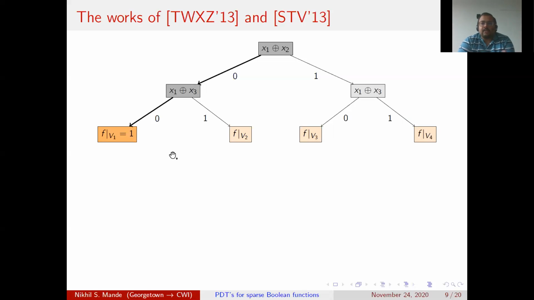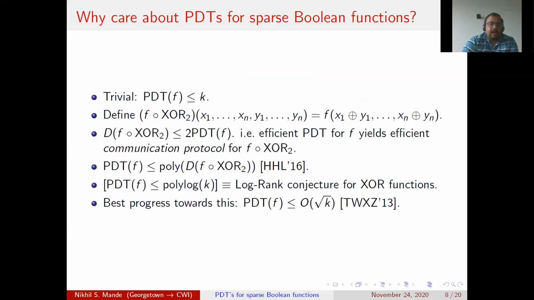Great. So now the goal is I'm going to tell you how Sang et al. construct, beat this trivial bound. How did they construct the square root K depth parity decision tree for F?